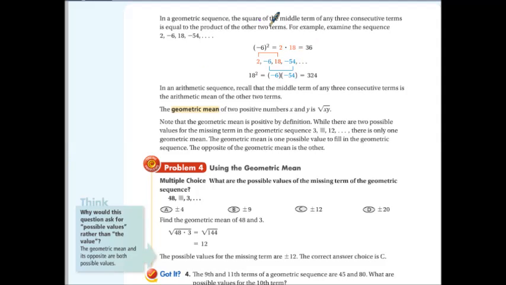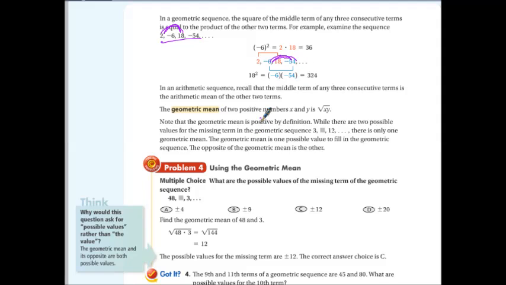In a geometric sequence, the square of the middle term of any three consecutive terms is equal to the product of the other two terms. So, for example, let's look at this sequence right here. Negative 6 squared is 36. 36 is equal to this times this. Pretty neat, huh? Then if we take a look here, 18 squared is equal to 324. Well, 324 is equal to this times this.